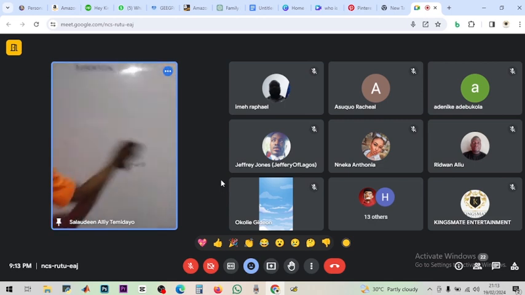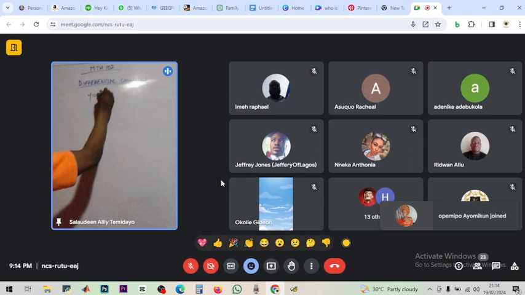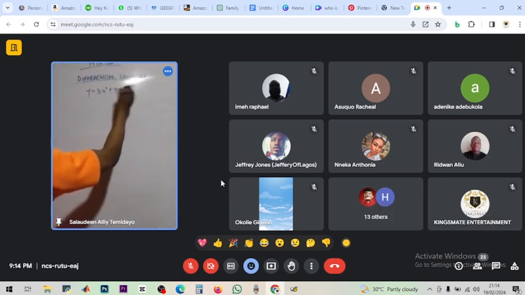Differentiation from the first principle. That exactly means we are using one thing called the first principle. And in this class now, I would really like everyone to be together. This is a polynomial: y equals 3x squared plus 4x minus 5, right?